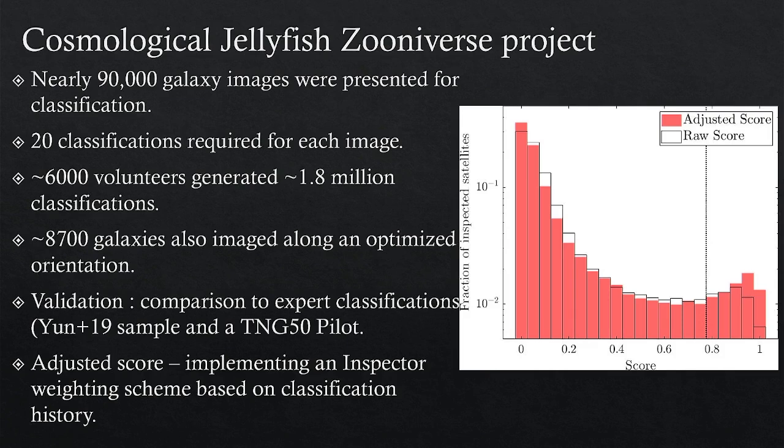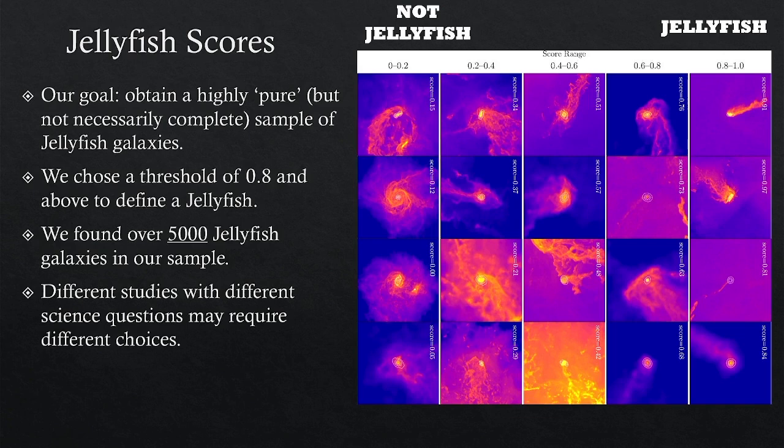And this is the final distribution of our scores, and this is in log scale, so you can see that at the top end, where things are probably jellyfish, it's a very low number. Jellyfish galaxies are rare, especially when you look at them in random orientation. So finally, we had our scores, and we could see that they correlate nicely with the pictures. Indeed, things that get low scores do not look like jellyfish. Things that get high scores do.